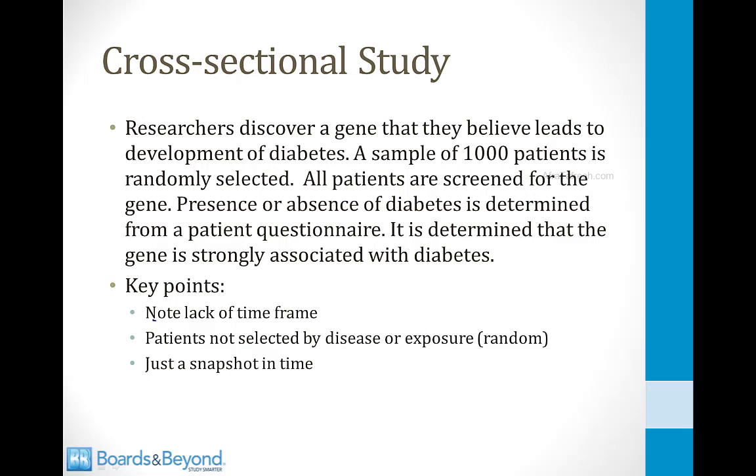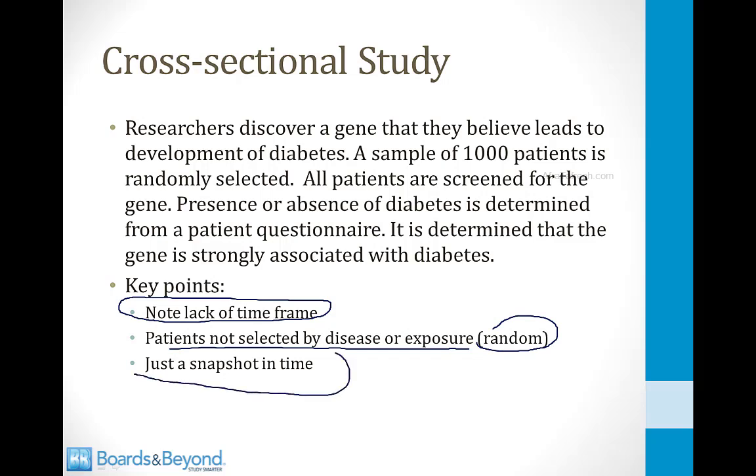So key points here, note the lack of a time frame. They're not following patients for years, so this makes it very likely it's a cross-sectional study. Note that the patients are not selected by disease or exposure, which is the way they're selected for cohort and case control studies. They're selected randomly. And then note again that this is really just a fancy snapshot in time. They're just grabbing 1,000 random patients and looking at what they look like right now in time. And that's what a cross-sectional study does.